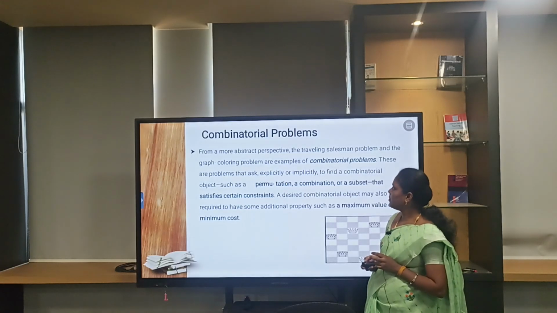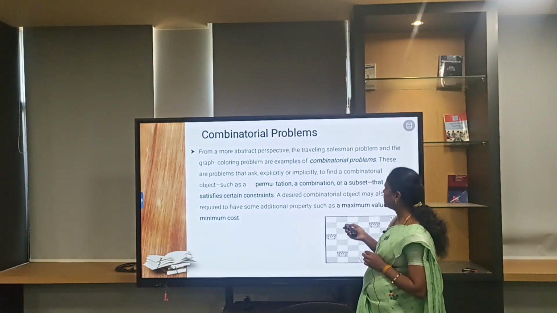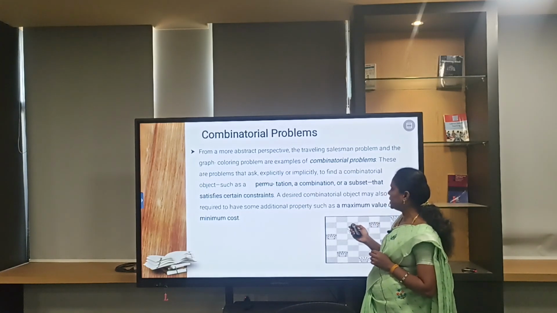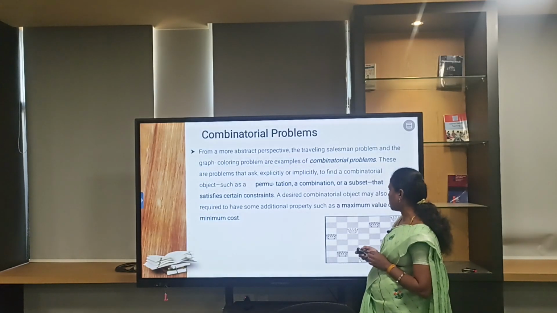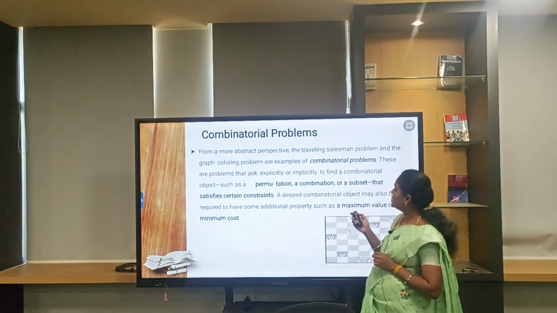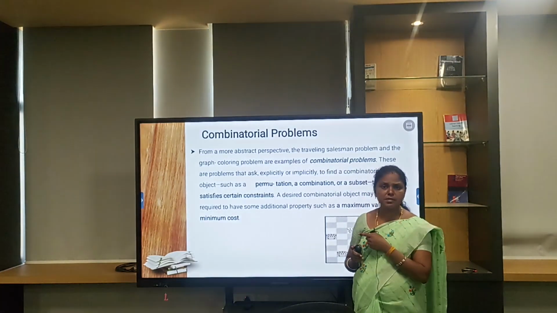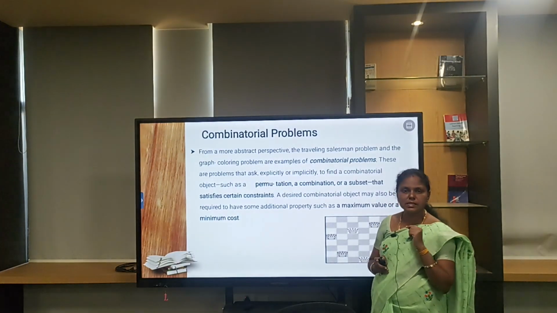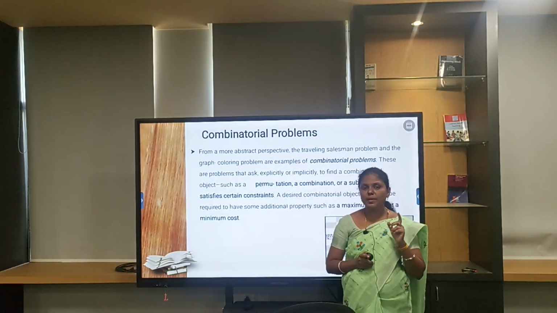Combinatorial problem. From a more abstract perspective, the traveling salesman problem and graph coloring problem are examples of combinatorial problems. These are problems that ask, explicitly or implicitly, to find a combinatorial object, such as a permutation, combination or subset, that satisfies certain constraints. A desired combinatorial object may also be required to have some additional property, such as maximum value or minimum cost. So the traveling salesman problem is one example of a graph problem we already saw, and graph coloring also comes under combinatorial problems. The best example for a combinatorial problem is the N-Queens problem.